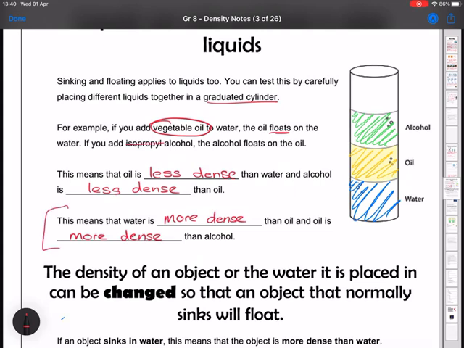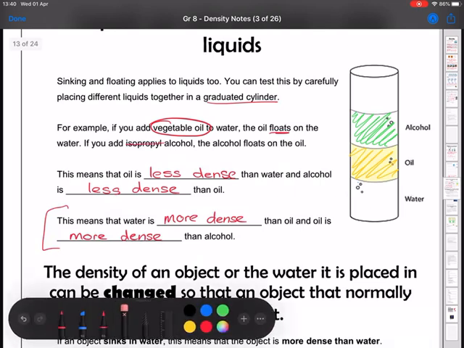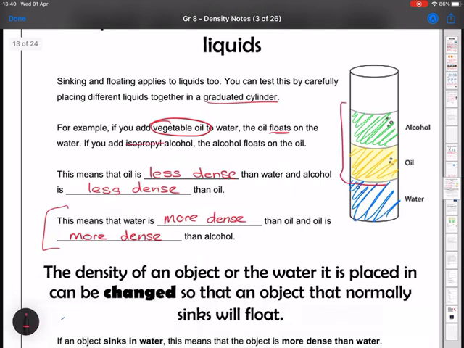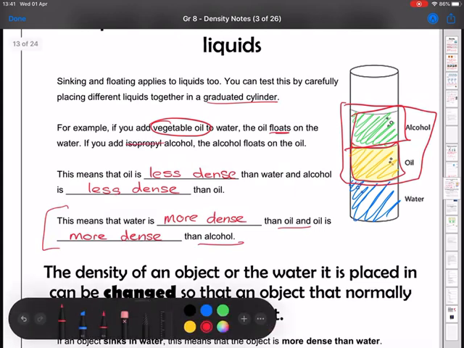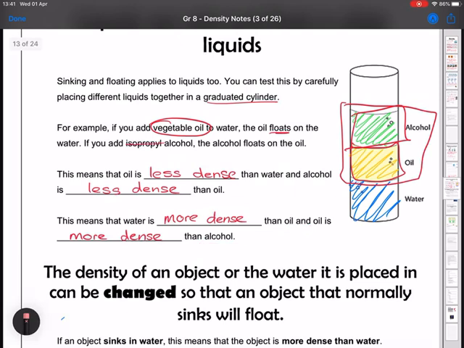So let's look here again. This means that water is more dense. So here we've got water is more dense than oil. Comparing oil and water, water is more dense because it sinks, it's on the bottom. Oil's less dense, floats, it's on the top. And the oil is more dense than the alcohol. So let's change this and look at the oil and the alcohol. Oil is more dense because the oil is on the bottom and the alcohol is on the top. The alcohol floats on the oil, or the oil sinks below the alcohol. So I think by now you've got quite a good idea of how density works.